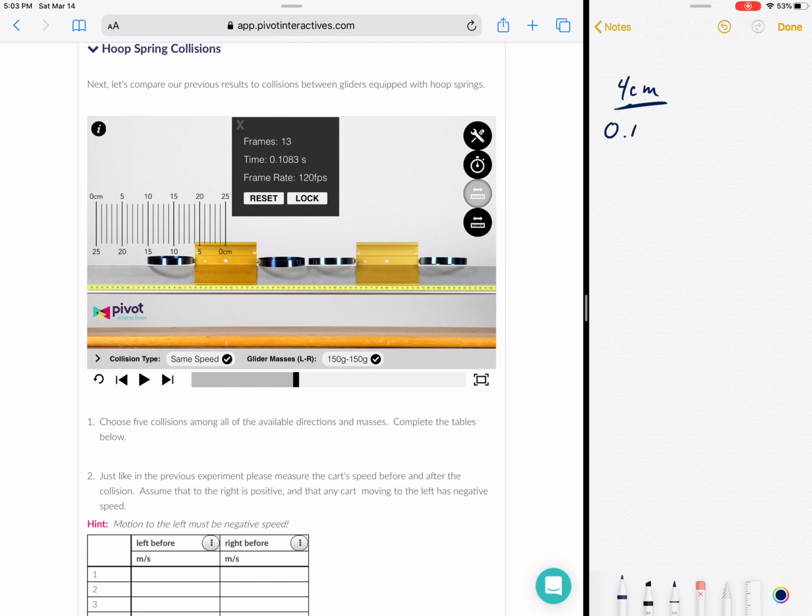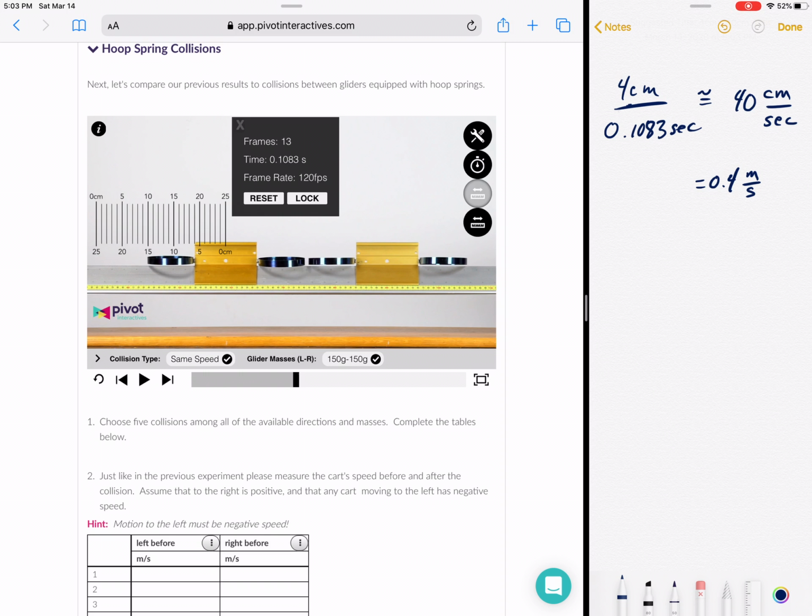0.1083 seconds. You can see that 4 divided by 0.1, I'm going to estimate here, which is what that little squiggle means, is about 40 centimeters per second. If you want to be fancy, we can say 0.4 meters per second. So they're going pretty fast.